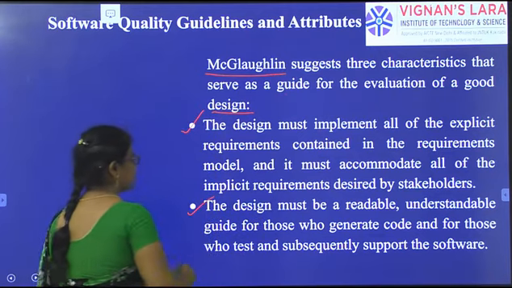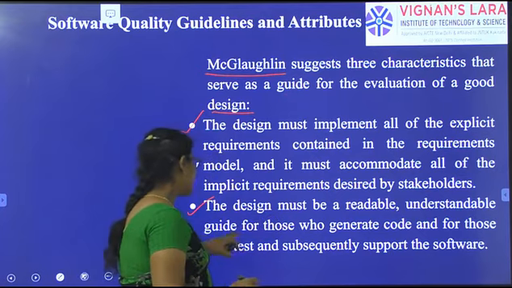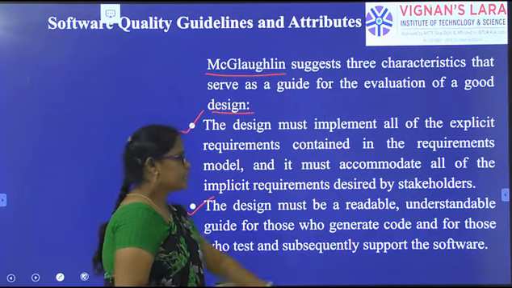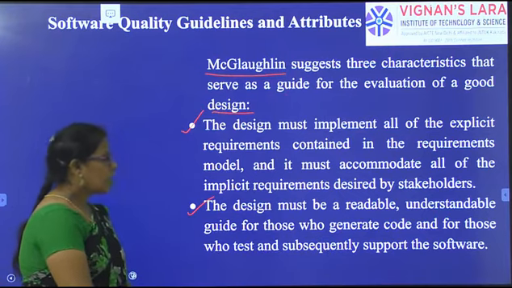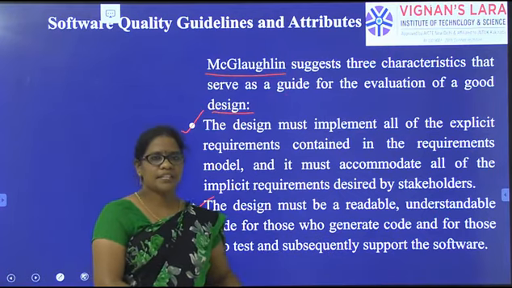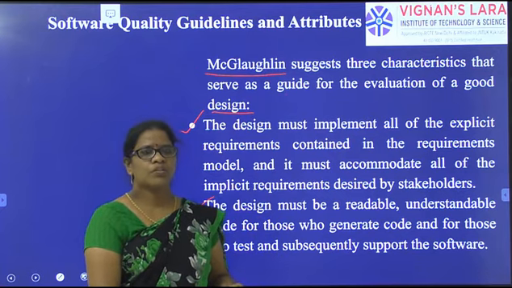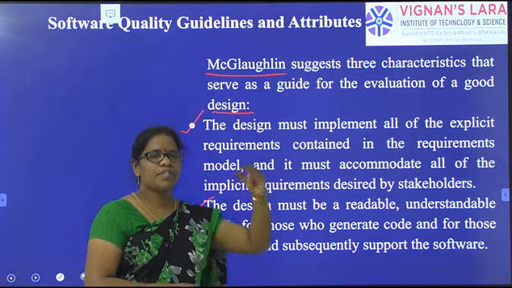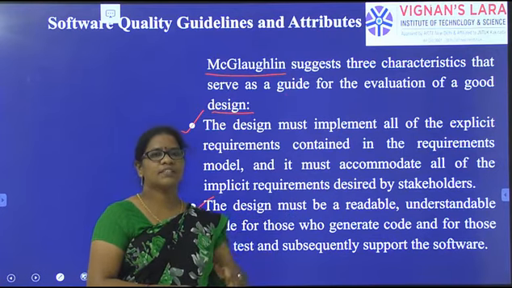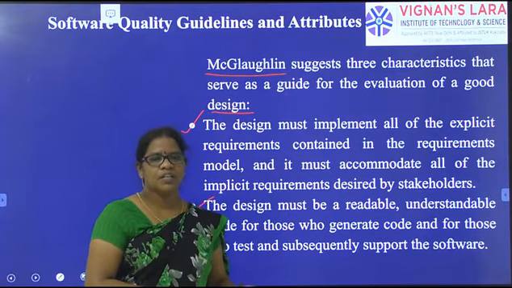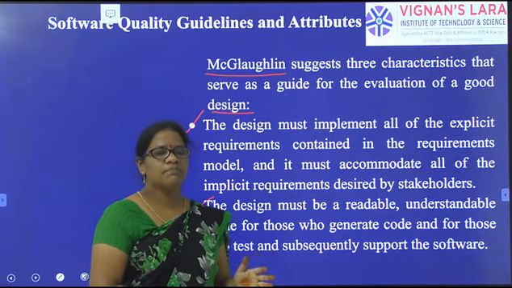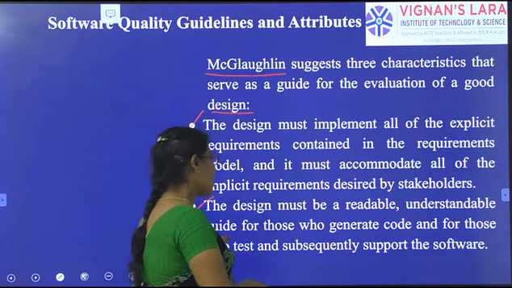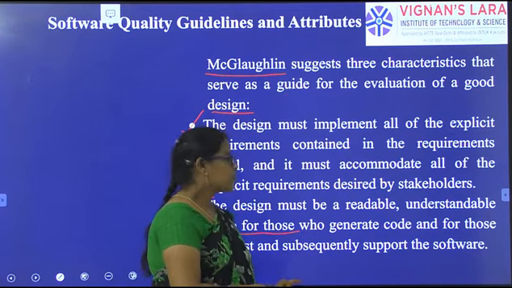And next, the second point is the design must be a readable, understandable guide for those who generate code, for those who test and subsequently support the software. Whatever design has been done by some people, it should be a readable one. For example, for web pages, it is divided into some frames. By seeing the design, it should be an understandable guide.